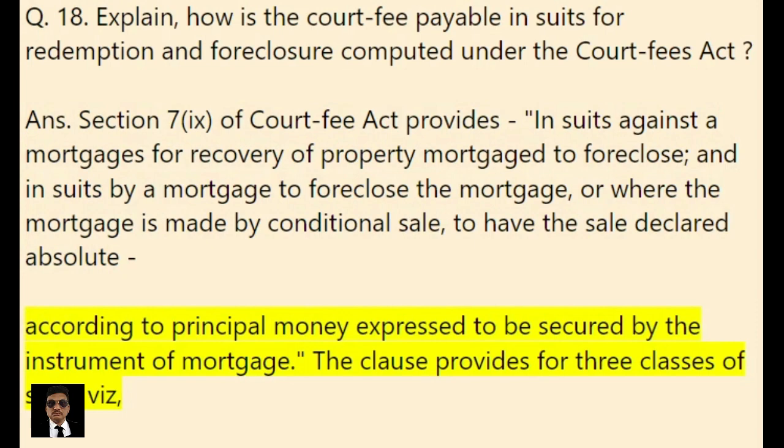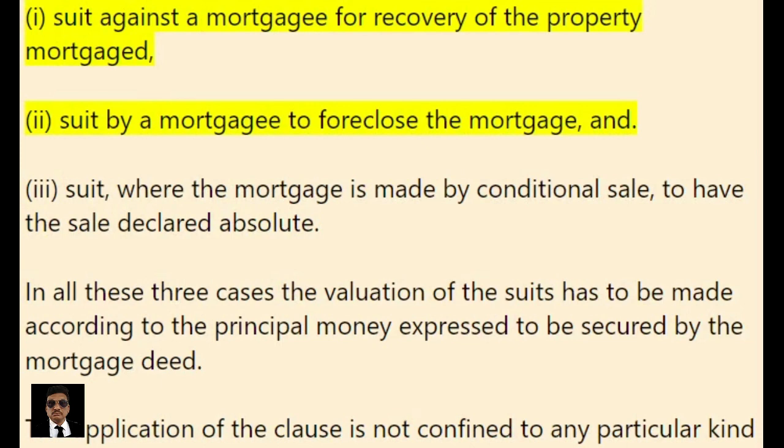The clause provides for three classes of suits, viz. 1. Suit against a mortgagee for recovery of the property mortgaged. 2. Suit by a mortgagee to foreclose the mortgage, and 3. Suit where the mortgage is made by conditional sale, to have the sale declared absolute. In all these three cases, the valuation of the suits has to be made according to the principal money expressed to be secured by the mortgage deed.